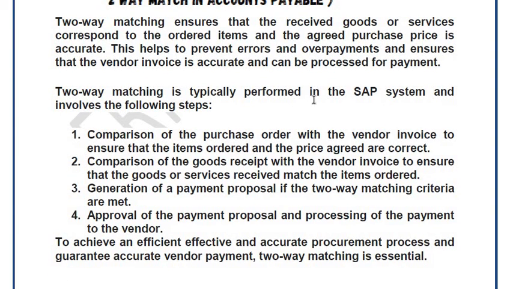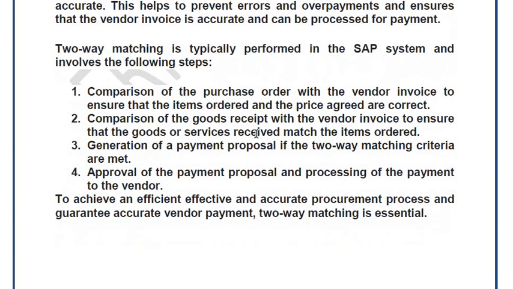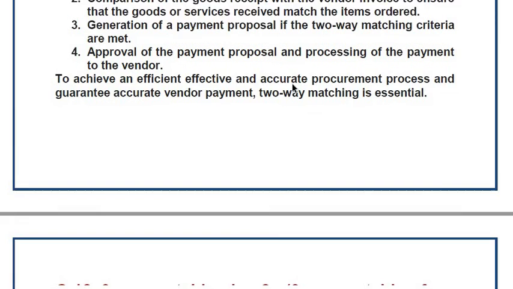Two-way matching is typically performed in the SAP system and involves the following steps. Comparison of the purchase order with the vendor invoice to ensure that item orders and prices agreed are correct. Comparison of goods receipt with the vendor invoice to ensure that goods or services received match the items ordered. Generation of the payment proposal if two-way matching criteria are met. Approval of the payment proposal and processing of the payment to the vendor. To achieve an efficient, effective, and accurate procurement process and guarantee accurate vendor payment, two-way matching is used. So this is the two-way matching process.